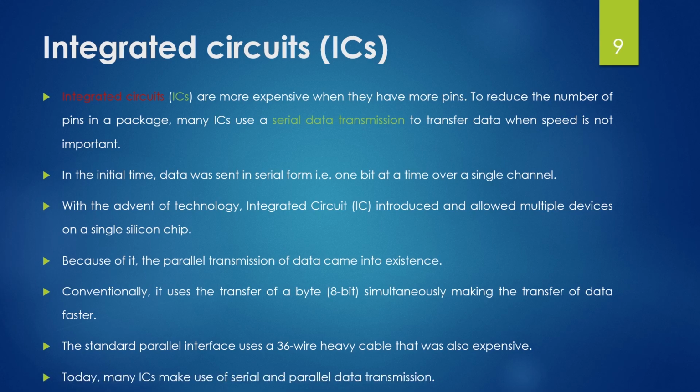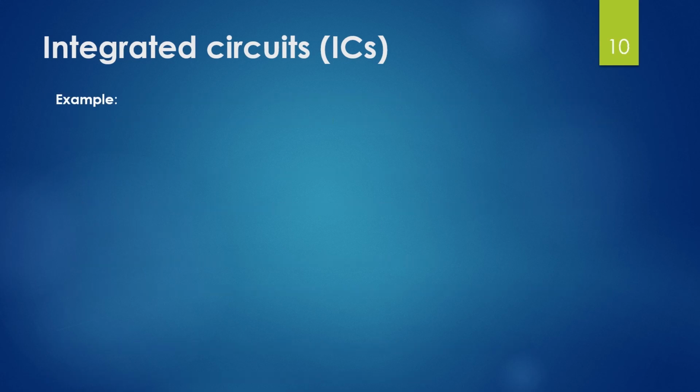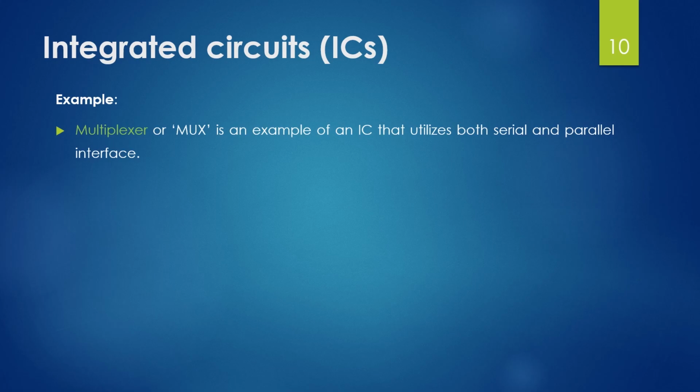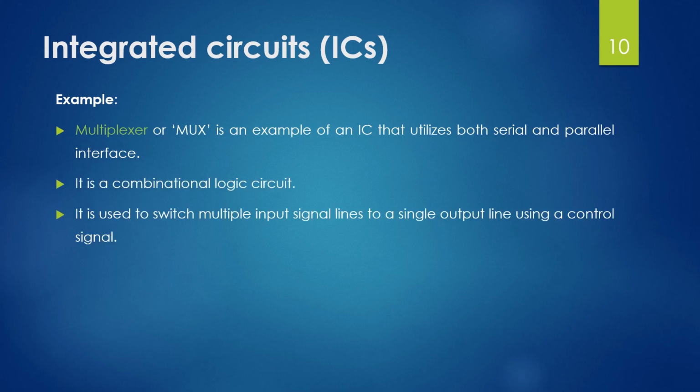So today many integrated circuits make use of serial and parallel data transmission. For example, the multiplexer or MUX is an example of an integrated circuit that utilizes both serial and parallel interfaces. It is a combinational logic circuit. It is used to switch multiple input signal lines to a single output line using a control signal. It works as a multiple position rotary switch, but it is very fast.